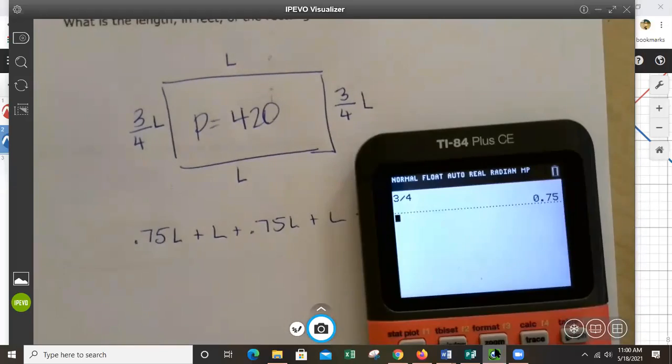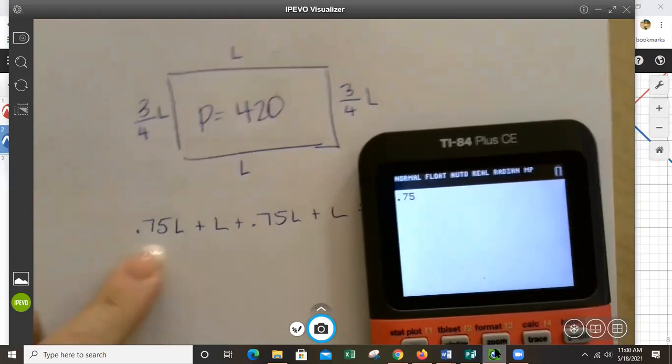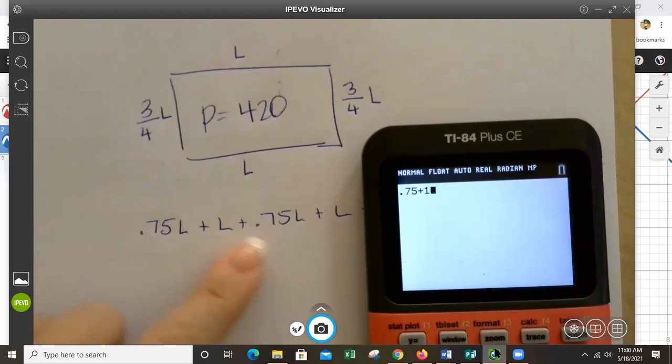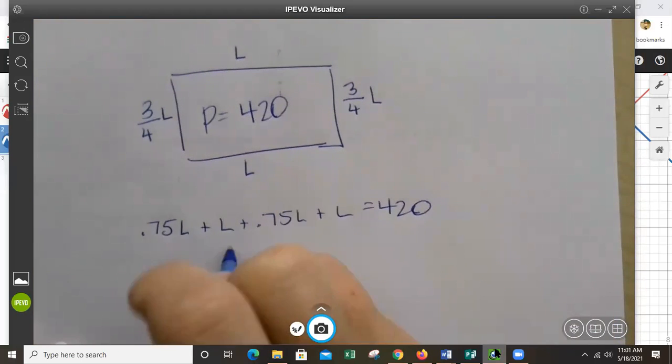Add them up. I'm going to solve this one by hand. You could put this into Desmos like I've showed you before. Anytime you have equals, you can put it into Desmos, okay? So I'm going to add all these up. I have 0.75, I have 1 L, I have 0.75, sorry, and I have 1 L, which gives me 3.5 L's.